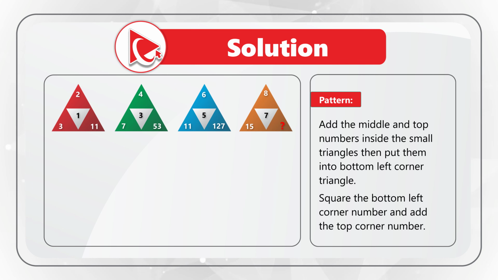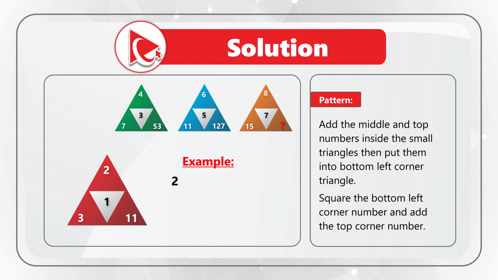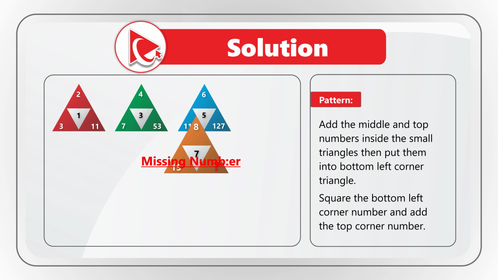The best way to understand it is to look at the example. Let's look at the first triangle. 2 plus 1 equals 3. 3 squared equals 9. And 9 plus 2 equals 11. Armed with this information, let's find the missing number.